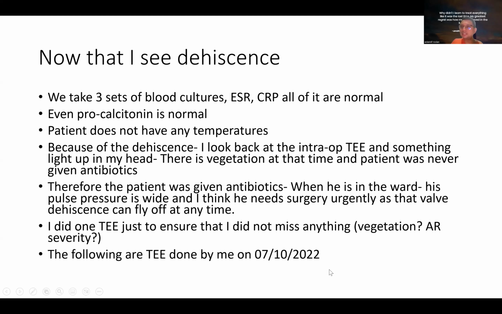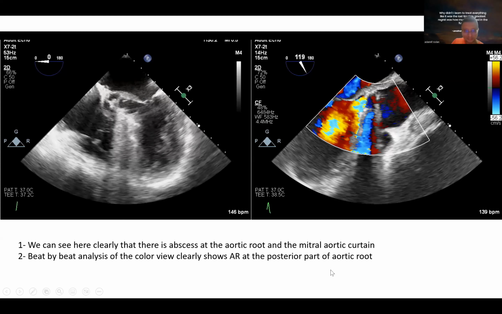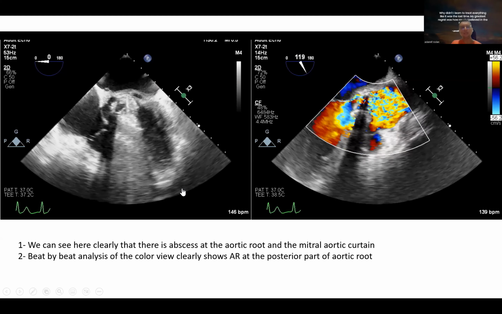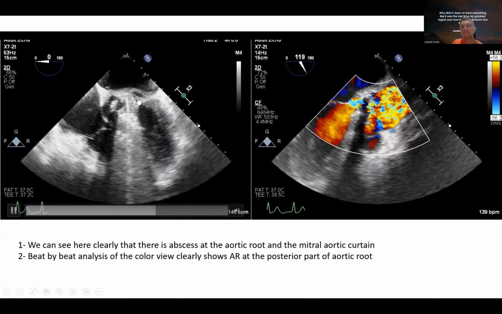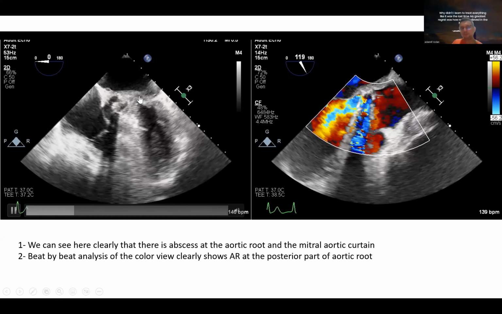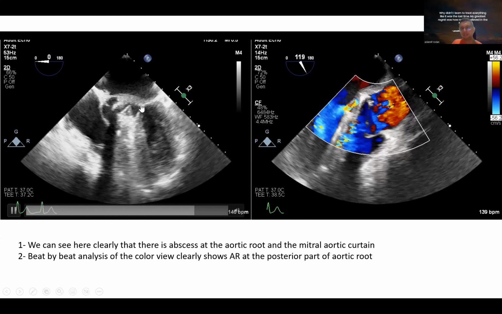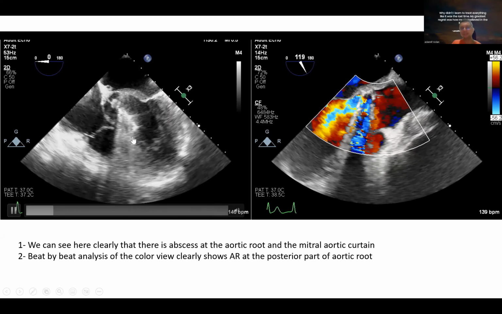So the following are the transesophageal echocardiogram. This is not an intra-op, rather this is on table. I think this is in ICU. And you can see here in mid-esophageal 5-chamber view, this is an abscess, right? You can see formation of an abscess here, right? And we can see at the long axis view here, right?